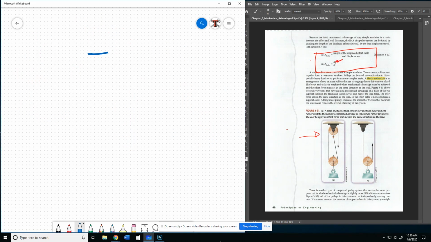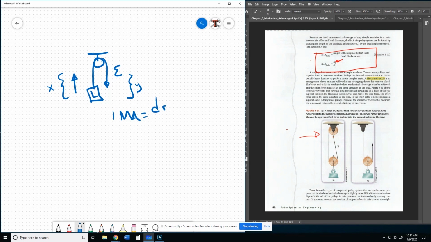So if I have my fixed pulley right here, we have our effort and we have our load. How far does this go? You're going to measure it, whether it be 1 foot or whatever it is, versus how far this goes. The IMA in this particular case is going to be the length of the displaced effort cable, DE, over the length of a displaced load cable. How much does this go versus how much does this go?